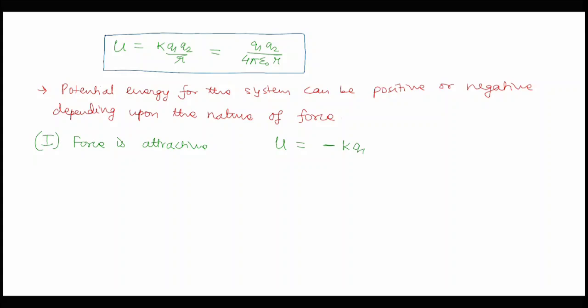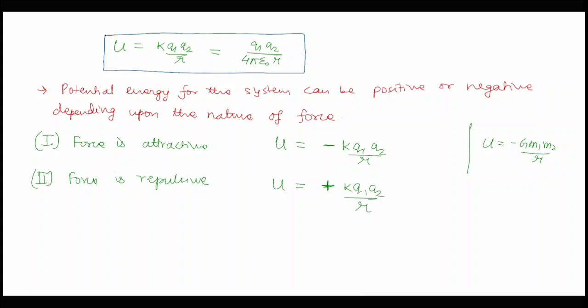For the same reason, we have taken the gravitational potential energy as negative, because the force between the two masses is always attractive in nature. If you remember, the potential energy due to the gravitational interaction between two masses was minus G m1 m2 by r. The second case is when the force is repulsive in nature, that is, both the charges are positive or both the charges are negative. So the potential energy is going to be positive, that is, plus k q1 q2 by r.